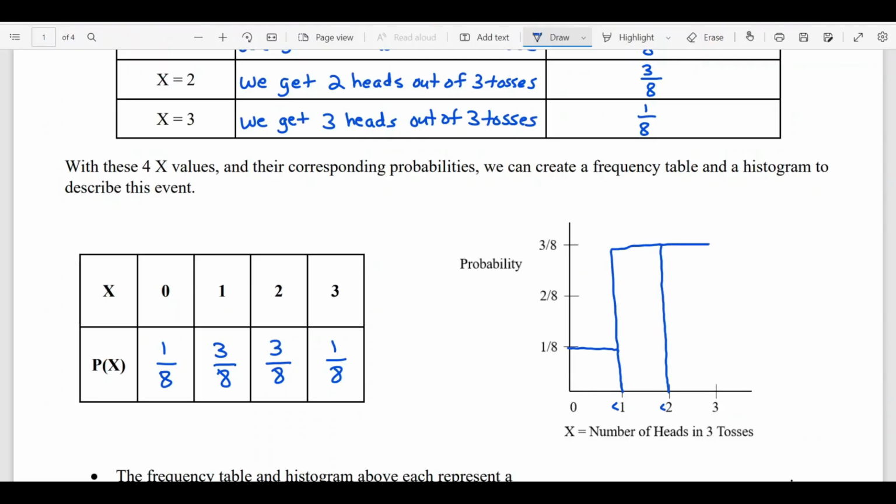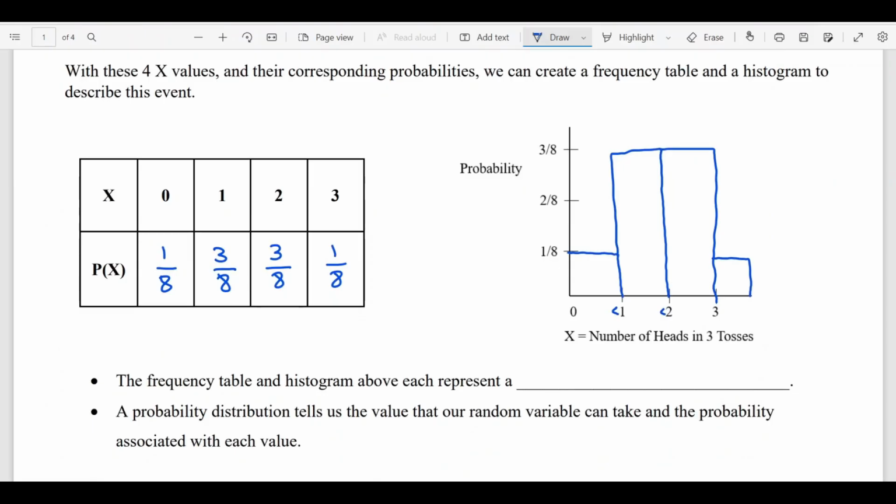This next would be when X equals 2. And then this last little bit would be when X equals 3. Okay. So frequency table, histogram are both used to represent what we call a probability distribution.